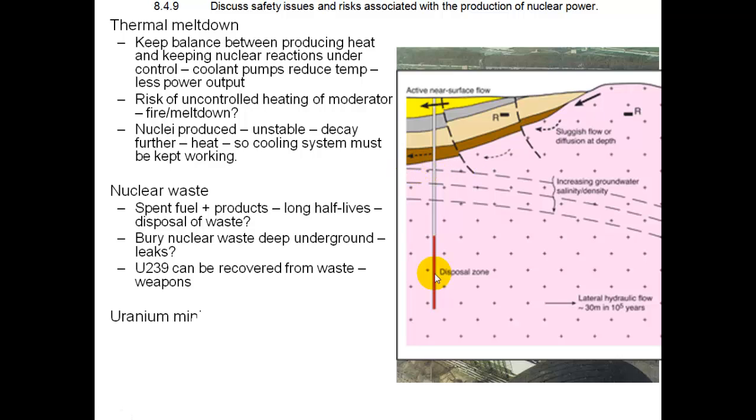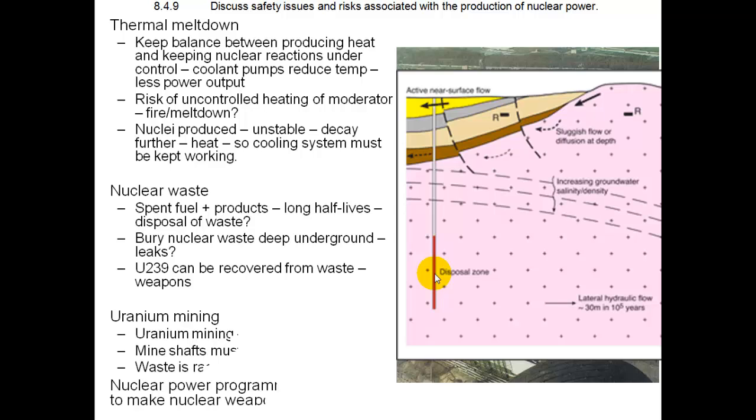And the last one is the mining of uranium. Uranium has to be mined in closed mines because it produces radon gas, which is radioactive, and therefore it has to be closed, and the waste that is produced by the mining of uranium is also radioactive.